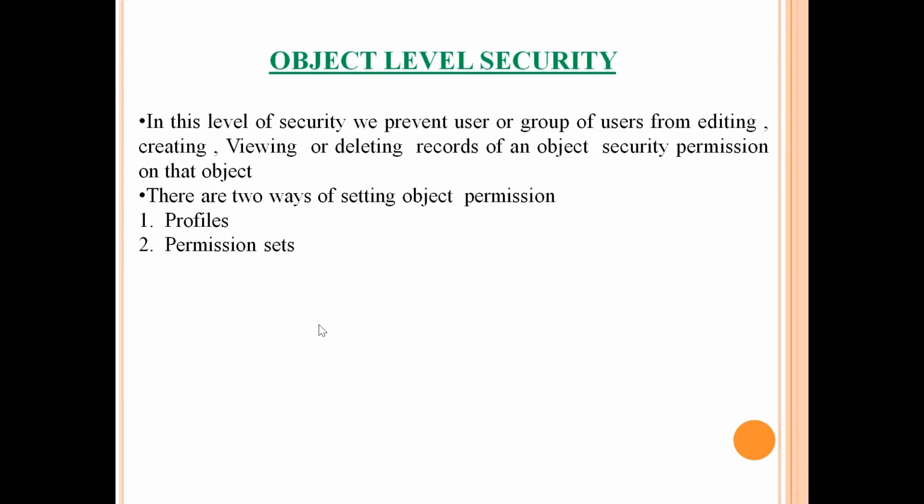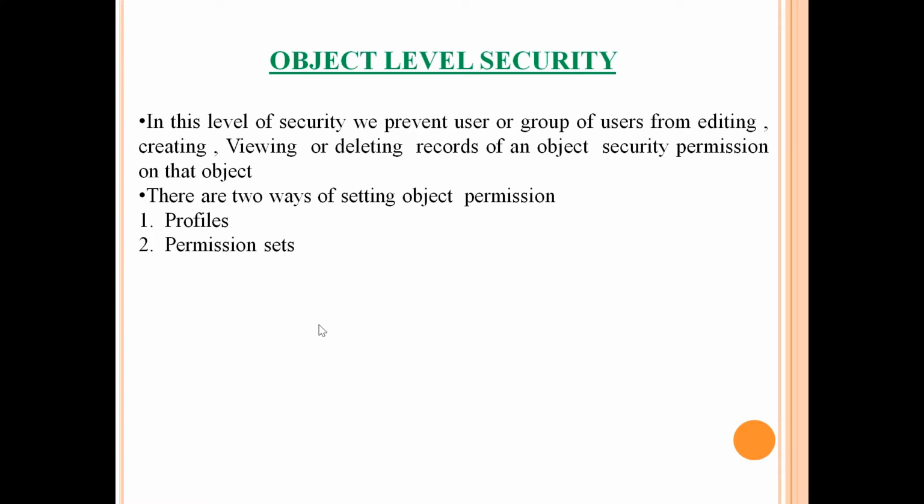That means, for example, there are users Ramesh and Suresh in your organization. There is an object X, and what you want is that Ramesh is only able to see the records of X objects, whereas Suresh can see and edit the records, but both cannot delete the records. That time we will use object level security. After setting object level permissions, Ramesh can see the records and edit the records, and Suresh can also see the records and edit the records.